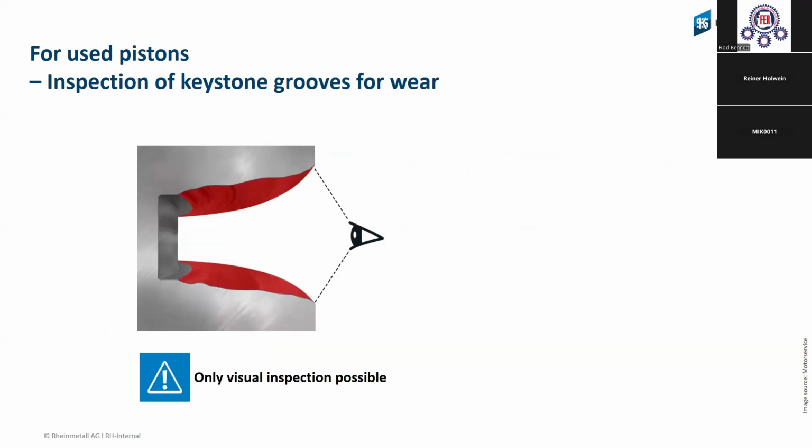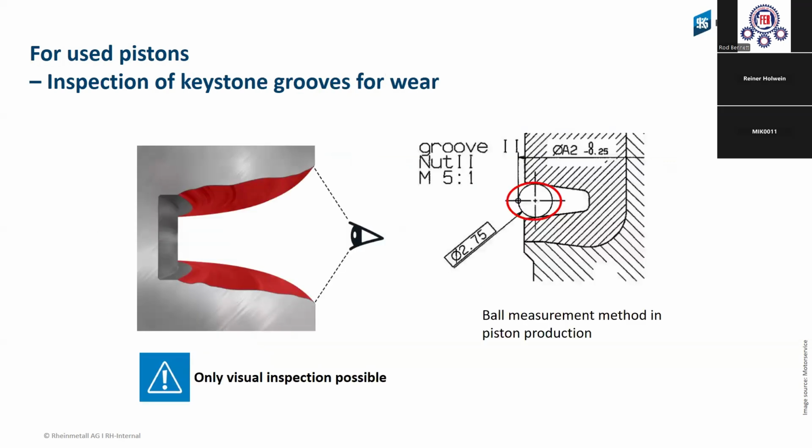The problem is the first ring, the keystone ring. You cannot measure it, because it depends on the position, how strongly you press the ring inside the groove, and then the clearance will be less. You can only check it visually with your eyes, how this area looks, where the keystone ring has contact.